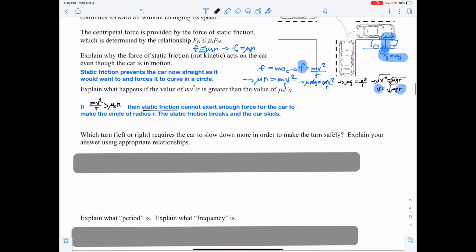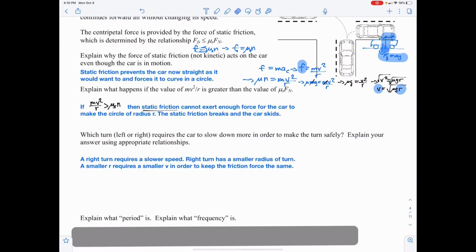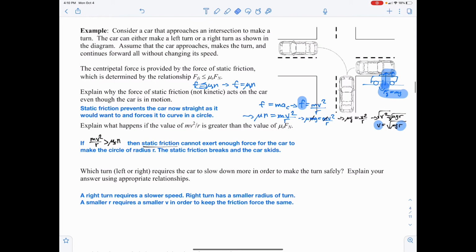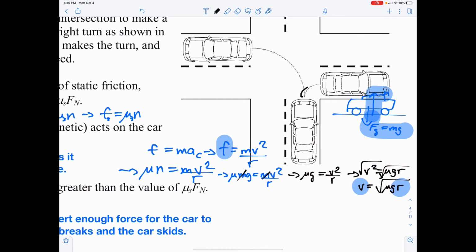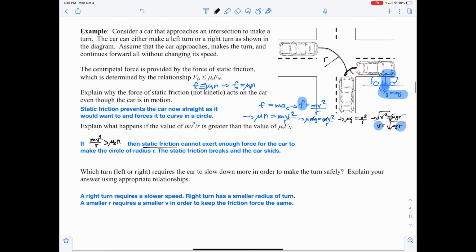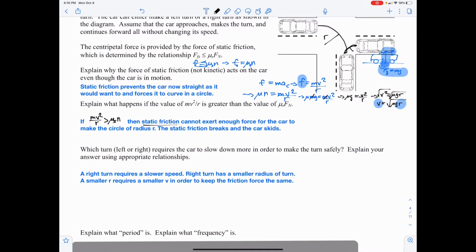Which turn, left or right, requires the car to slow down more in order to make the turn safely? Explain your answer using appropriate relationships. Well, we just got done talking about that. A right turn would require a slower speed. If you look, a right turn has a much smaller radius of curvature, whereas this has a much larger radius of curvature. So since the right turn has a smaller radius of curvature, it's going to require a smaller speed v in order to keep the same friction force.